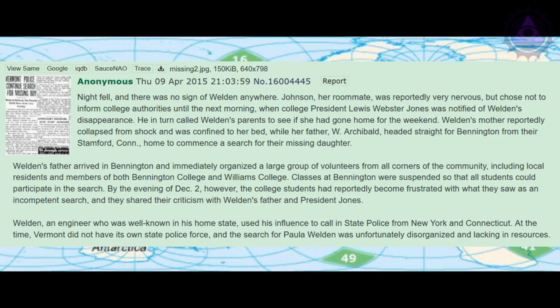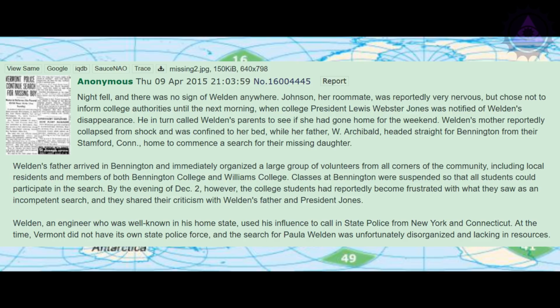Welden's father arrived in Bennington and immediately organized a large group of volunteers from all corners of the community, including local residents and members of both Bennington College and Williams College. Classes at Bennington were suspended so that all students could participate in the search. By the evening of December 2nd, however, the college students had reportedly become frustrated with what they saw as an incompetent search, and they shared their criticism with Welden's father and President Jones.